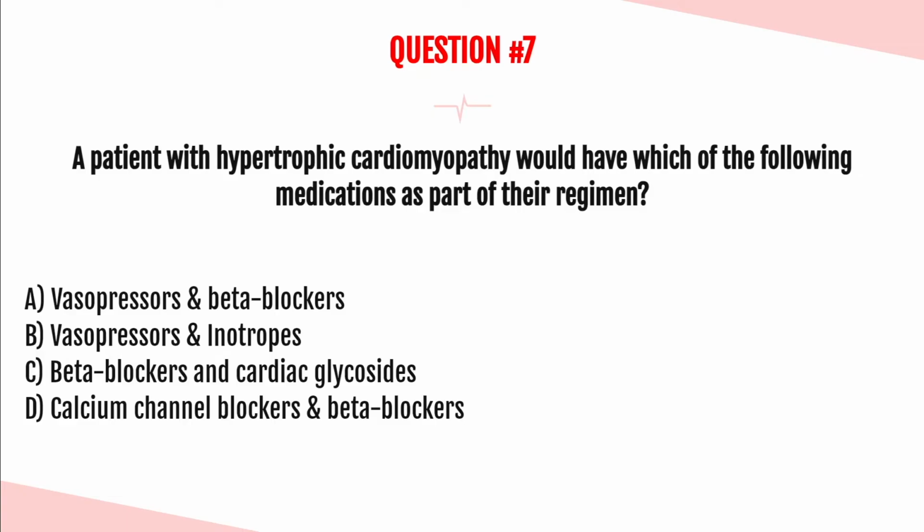In hypertrophic cardiomyopathy, remember that we have an enlarged septum that leads to a small left chamber size. So we have a filling problem of that left ventricle. And our goal is going to be to slow down the heart rate to maximize the diastolic filling time. So which of these medications would accomplish slowing down the heart rate and maximizing the diastolic filling time? It would be the calcium channel blockers and the beta blockers.